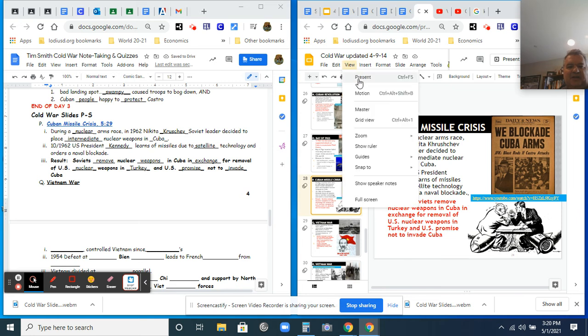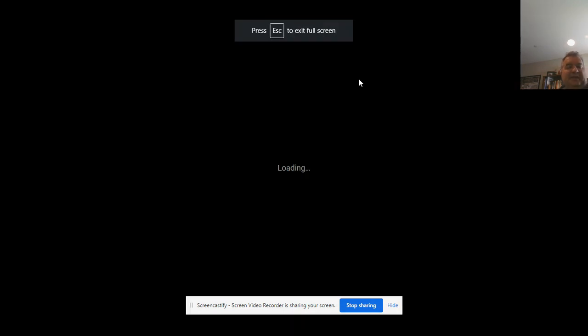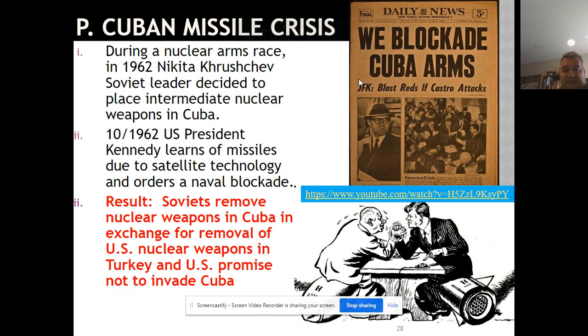All right. I'm going to show you the slide, and then I'd like you to go ahead and play that video. See how it was on the cover of the newspapers? We blockade Cuba arms. There's a film called 13 Days because the world was really concerned that we're going to kill each other. Here you have Khrushchev and Kennedy arm wrestling, and both with the finger hovering over a button. And they're sitting on a big nuclear arsenal. It's like they're sitting on it as they're arm wrestling. So this was a threat.